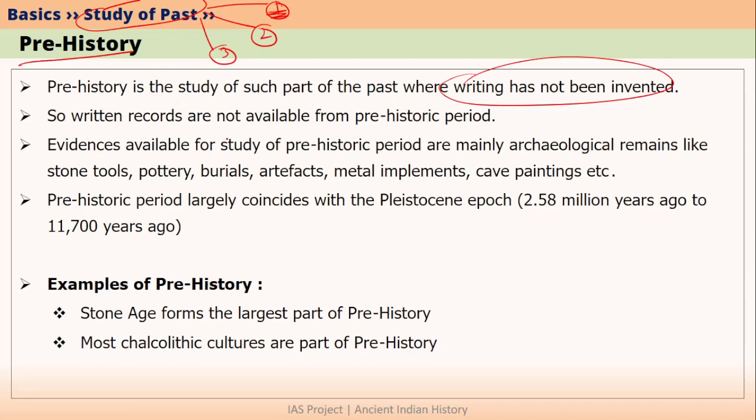So, in case of prehistoric periods, we do not have any written records available from that time. I hope you understood this. So, if we do not have written records from such time, how do we know about prehistoric period? We know about prehistoric period mainly from archaeological remains. What do we mean by archaeological remains? Remains that are left by people.